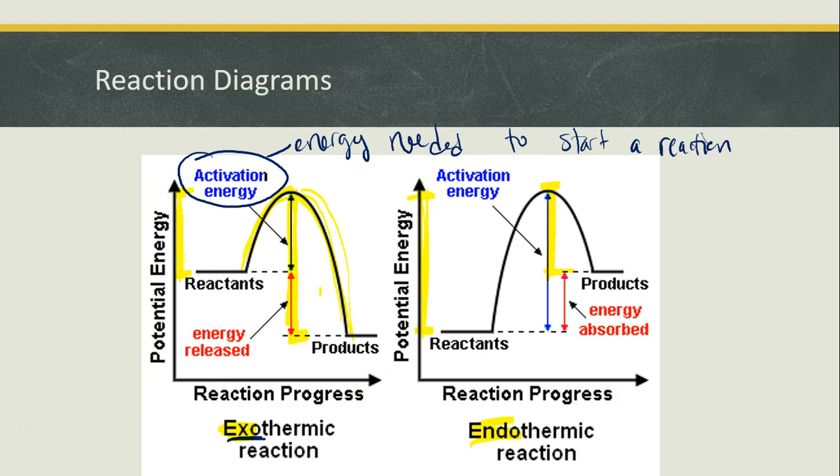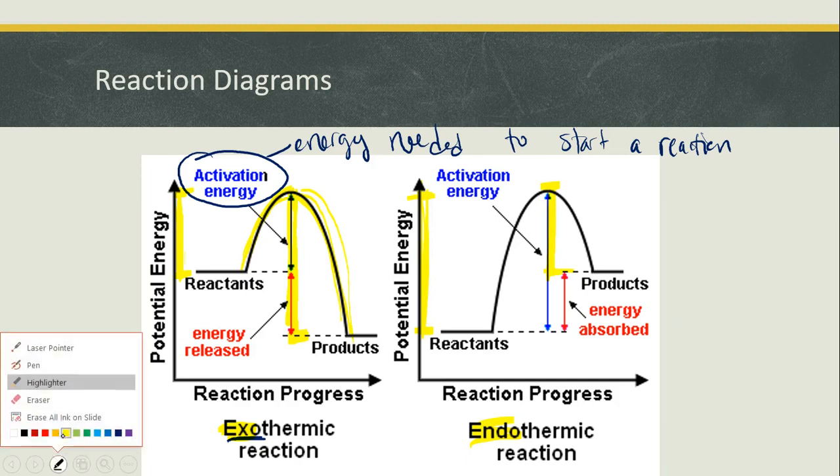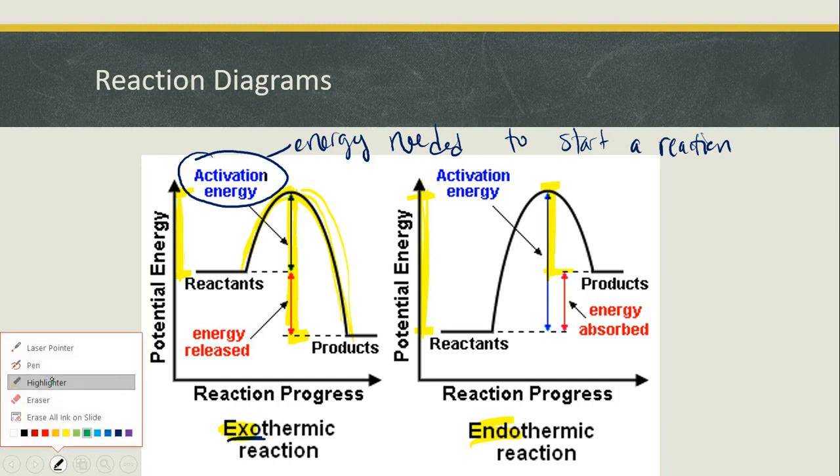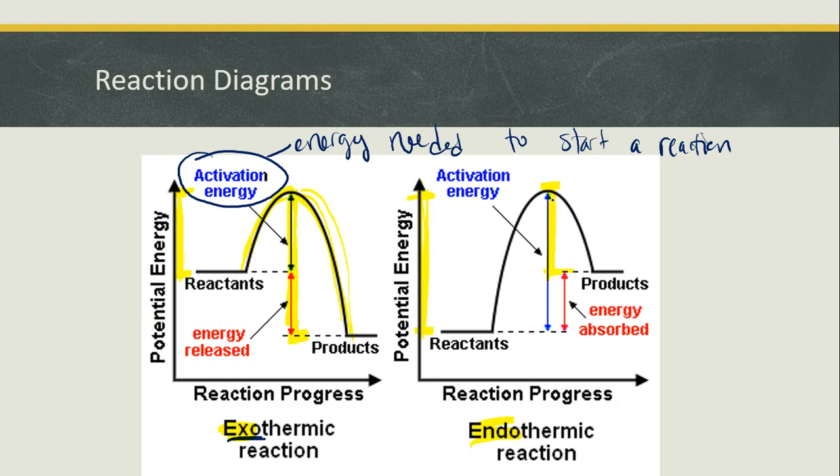So what I want you to notice is that on the endothermic one right here, you are required to put in a whole lot of energy. The activation energy is this blue line. It's very large because you have this much energy having to go into it. That's what's making it endothermic. So much has to go in. On the exothermic one, the activation energy is right here. It's very short. Not much is required to make it happen. And then it shows the energy release being right here.